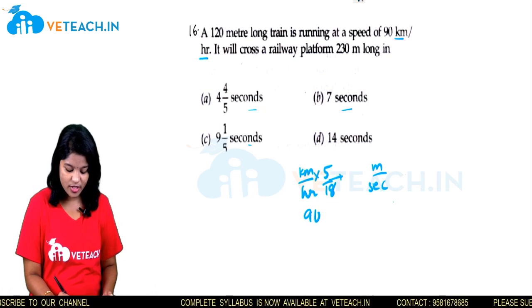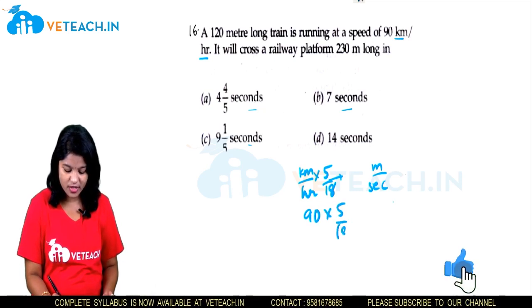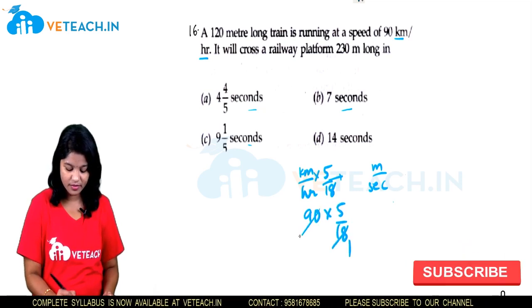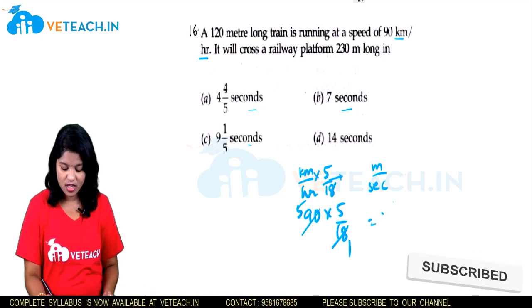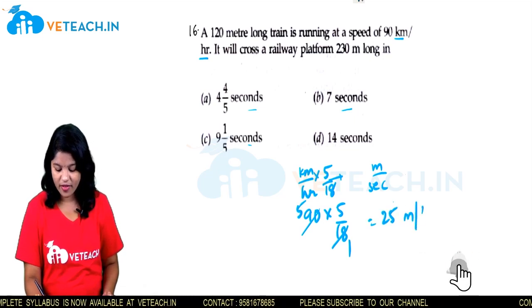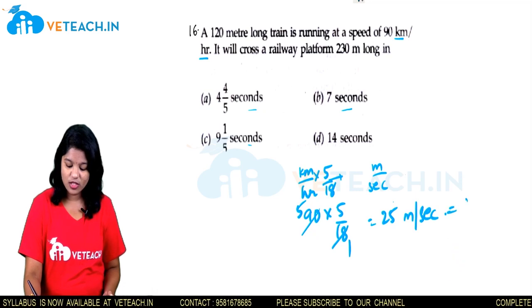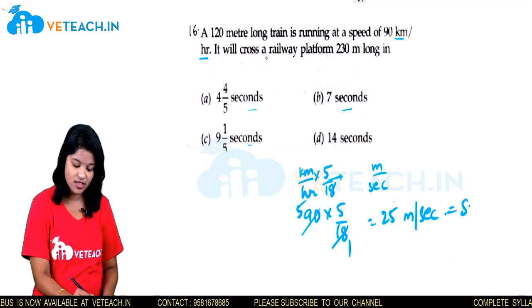Now 90 kilometers per hour is changed into meters per second by multiplying by 5/18. So it will become 25 meters per second. Now the speed is 25 meters per second.